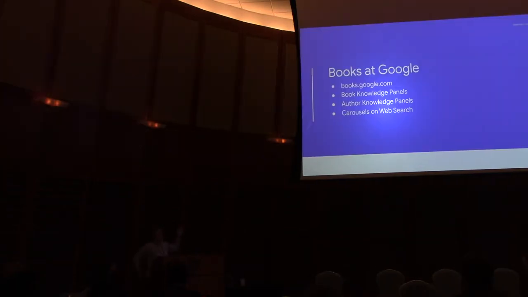So, a very quick, brief overview. When I talk about books at Google, this is what I mean: these four broad categories. And I threw some slides in the appendix of this presentation to demonstrate what I mean by this. But when I say books at Google, this is it.